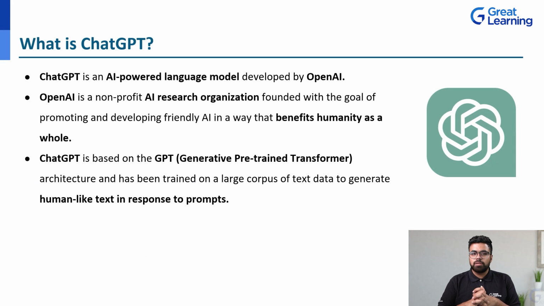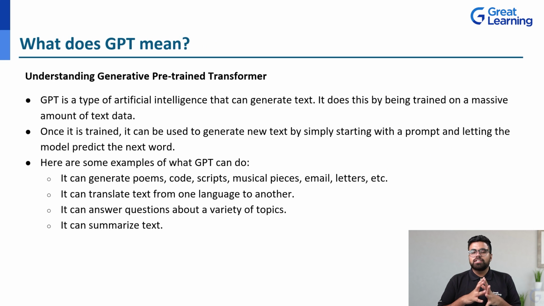So that's the whole crux behind ChatGPT, in which we humans provide certain prompts, the things that we want the computer to answer, and since it's a text-based model, it gives us results in a text-based format. Now let's dissect the term GPT. What does it mean in a more technical way? GPT stands for generative pre-trained transformer. It is a type of artificial intelligence that can generate text, and it does this by being trained on massive amounts of data. Once it's trained, it can be used to generate new text by simply starting with a prompt and letting the model predict the next word.